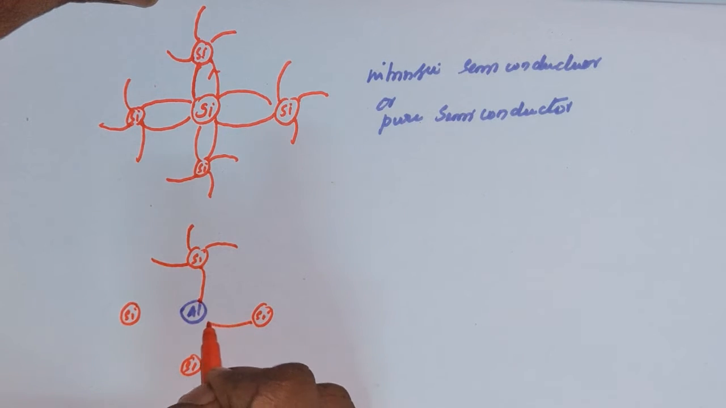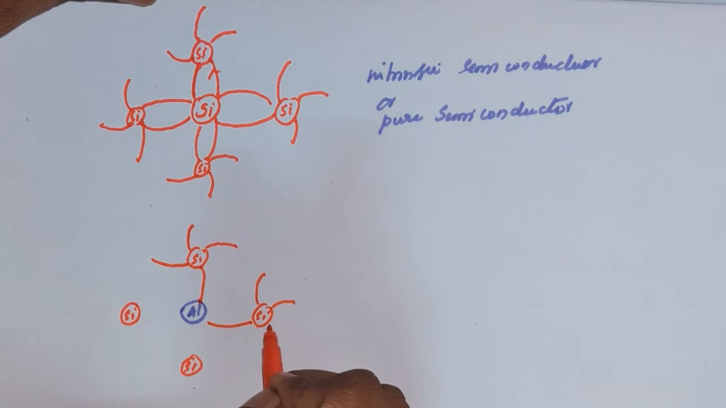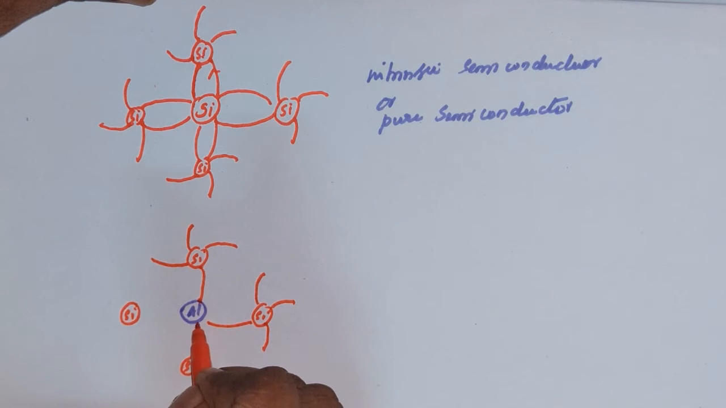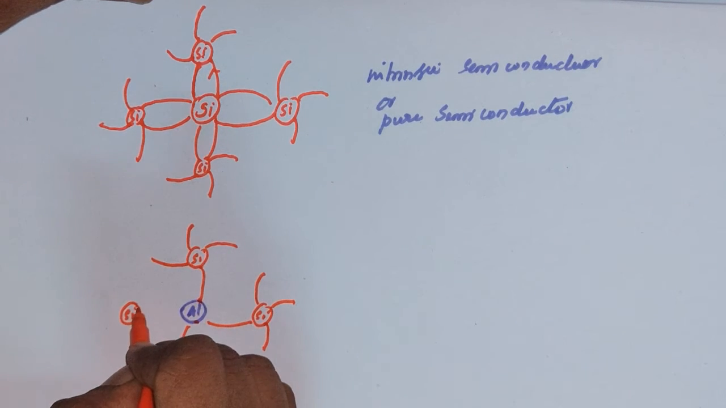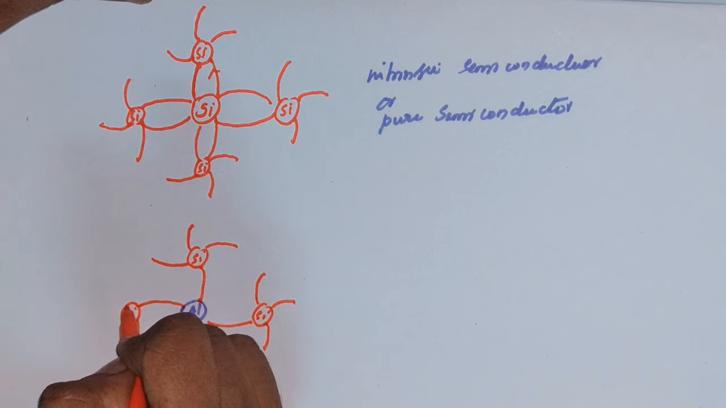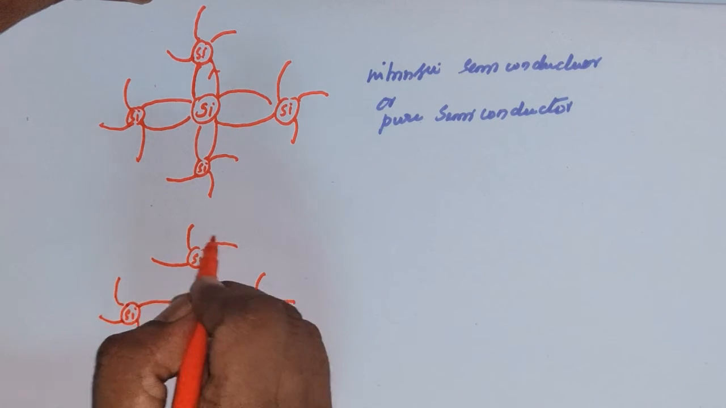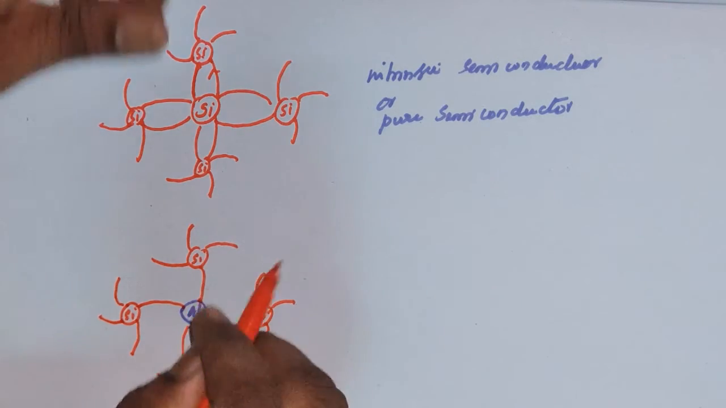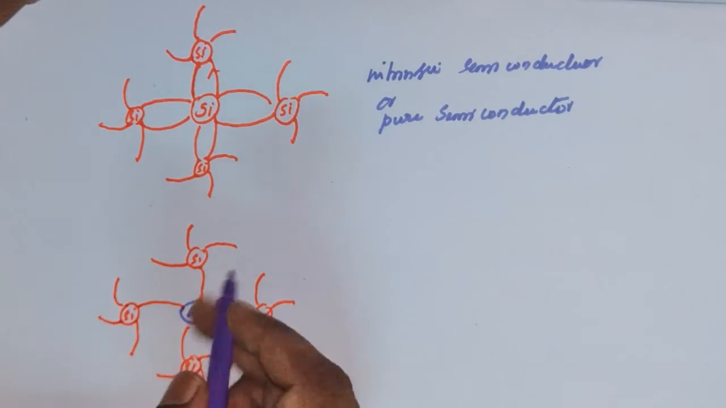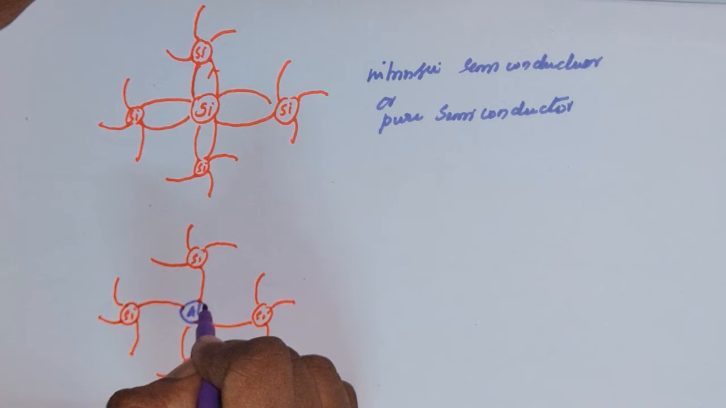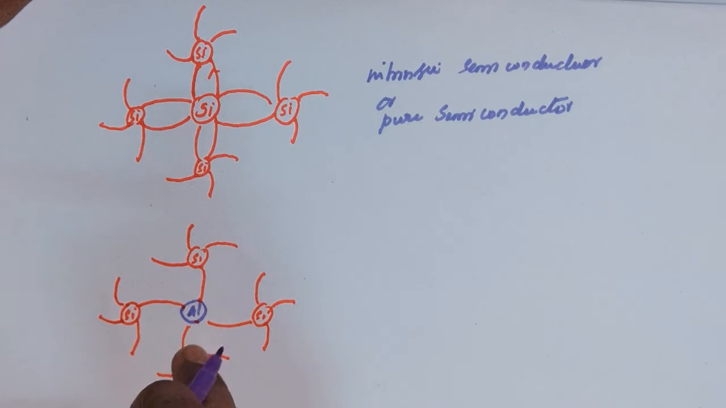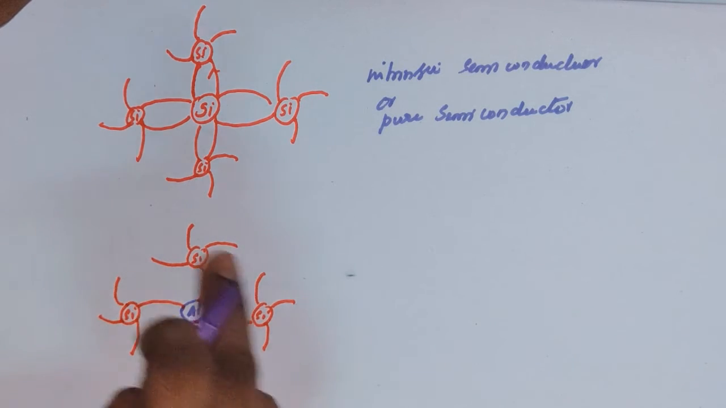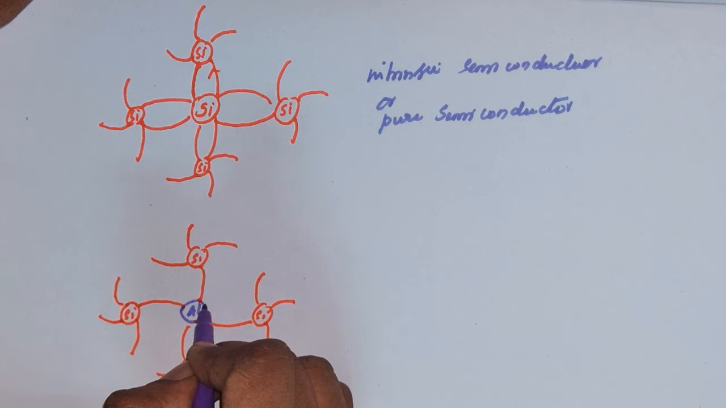This one also will make 4 bonds with the nearest neighbors, and this one also. I am not drawing all the other atoms, you can draw them. So each silicon atom has 4 bonds. Now aluminum is trivalent, so it has 3 valence electrons. It can make 3 bonds, 1 2 3, but only one bond is missing.